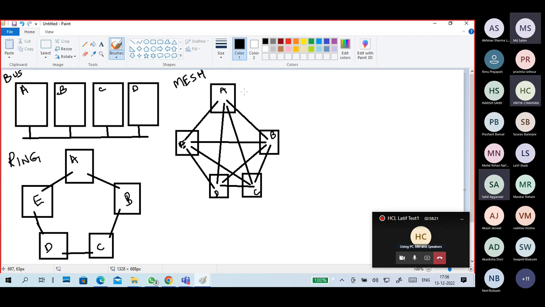Sir, wrap up the class for today. Well, only two, one more topology is there. That's the point. Yes, one more, the star topology, is there.